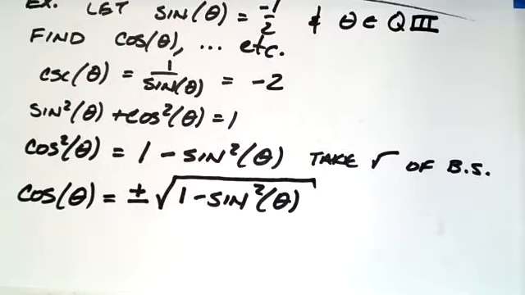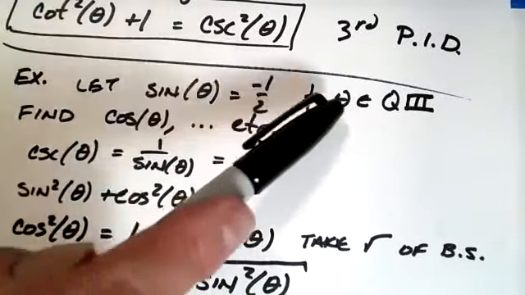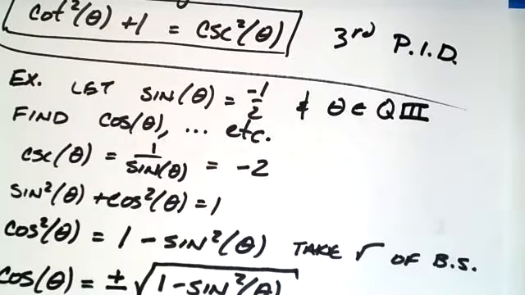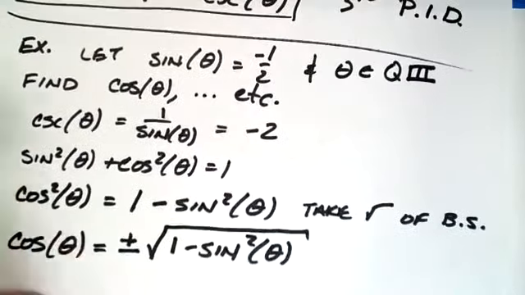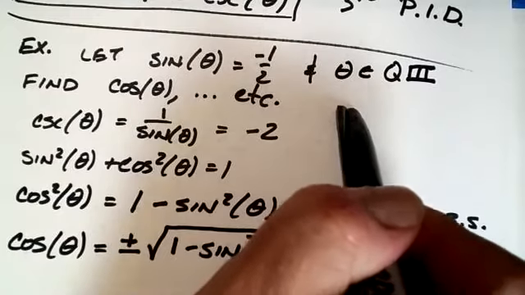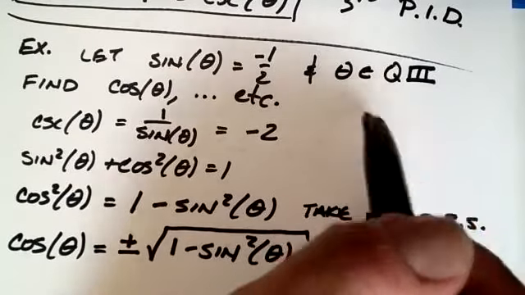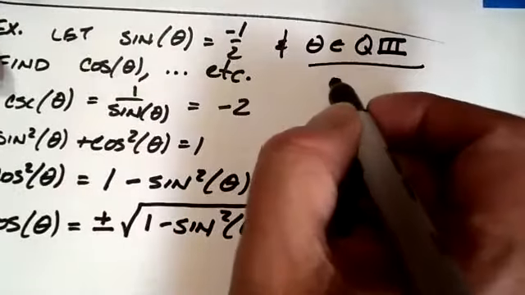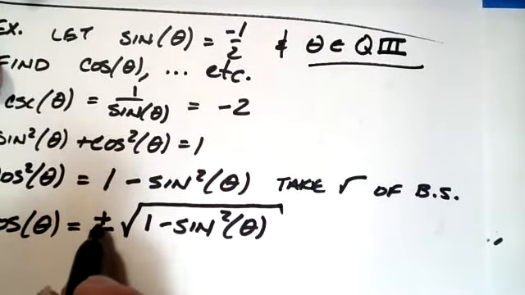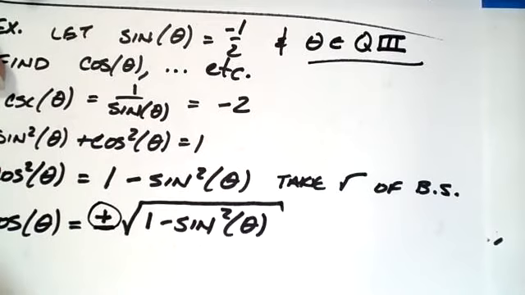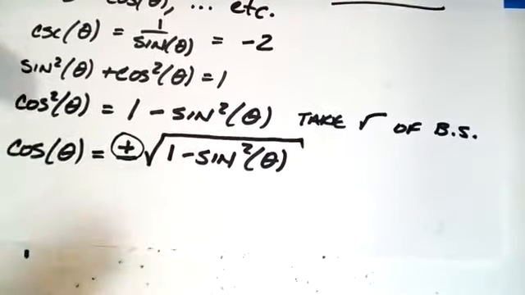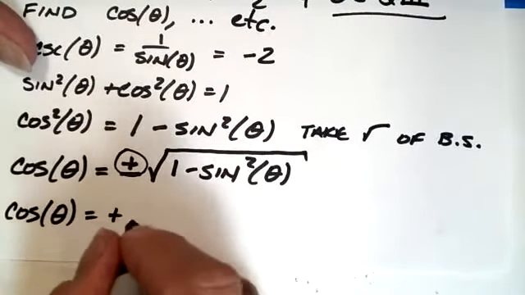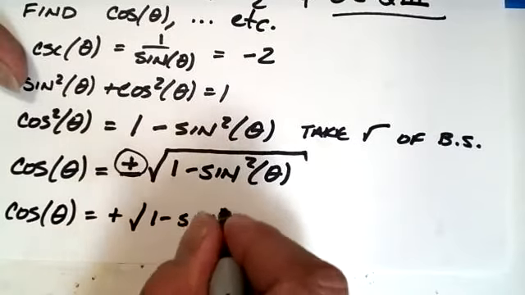How do we figure out which one it is? Well, we know what quadrant it's in. Quadrant 3. Remember the mnemonic, which is that all students take classes. In quadrant 3, that's take. So tangent and cotangent are positive. Everything else is negative. So from this information, we establish that this has to be the positive branch, okay? Sometimes it's negative, it just depends on the quadrant. So cosine of theta, because we know the quadrant, is the positive square root of 1 minus sine squared of theta.